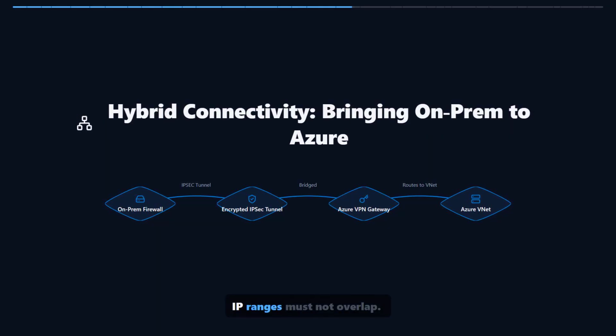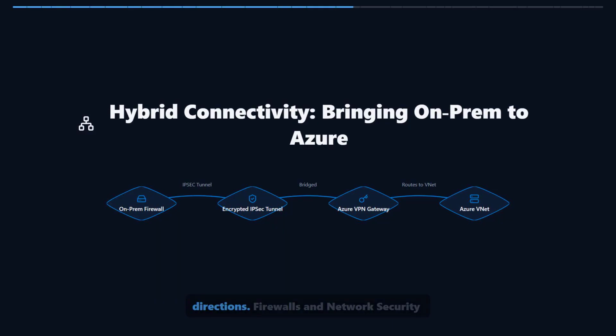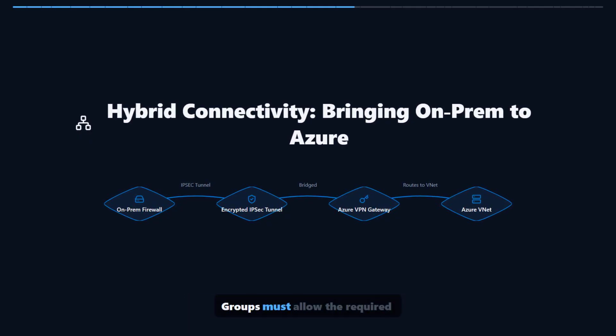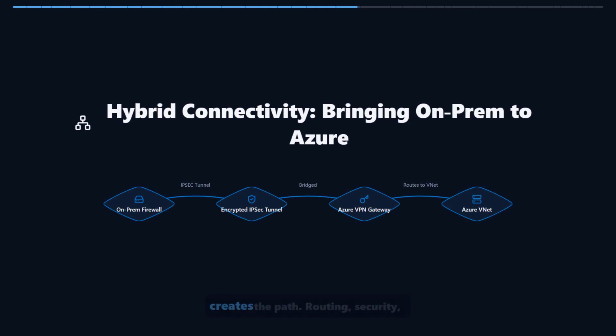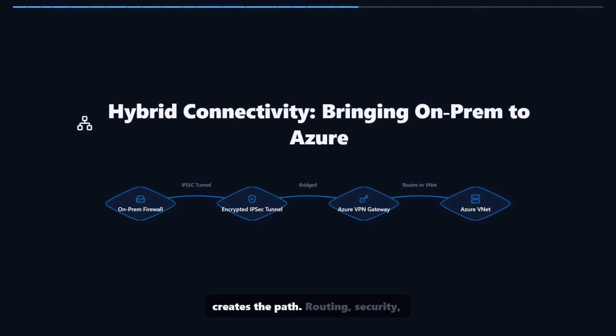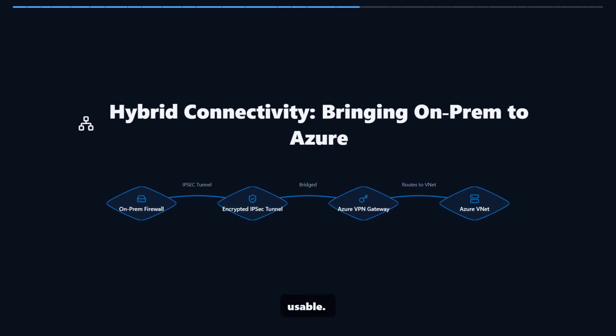The IP ranges must not overlap. Routes must exist in both directions. Firewalls and network security groups must allow the required traffic. DNS must resolve names across both environments. A VPN creates the path. Routing, security, and DNS make that path usable.